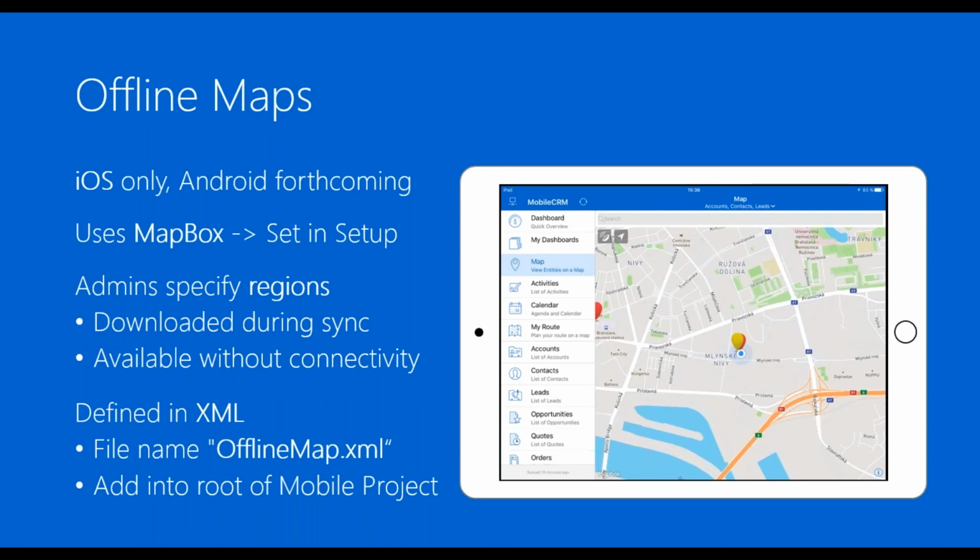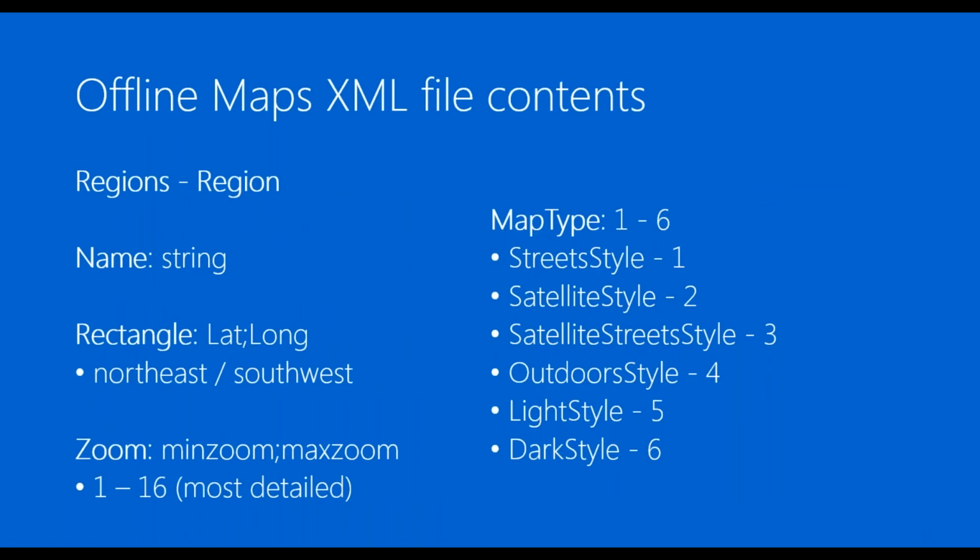With this version, these regions are defined in an XML file. That's the only downside of this approach for this very moment. It works in a way that you have to create a file called offlinemap.xml and put it into the root folder of the mobile project exported file. I will show you this in the demonstration.